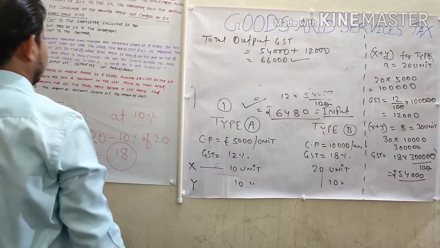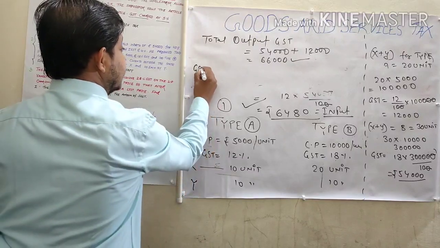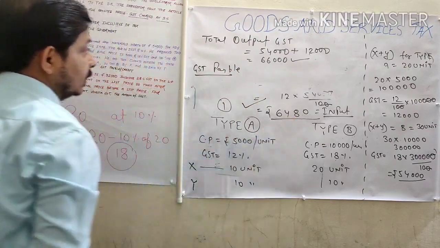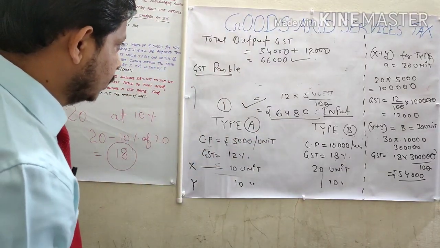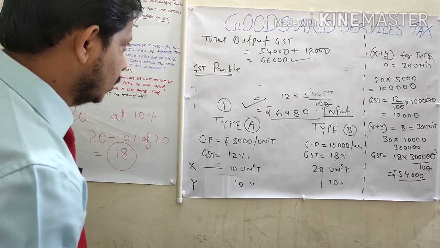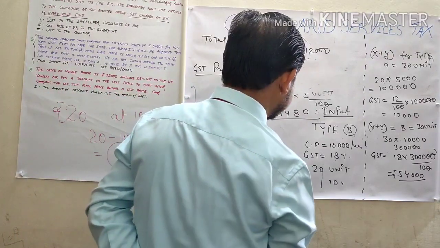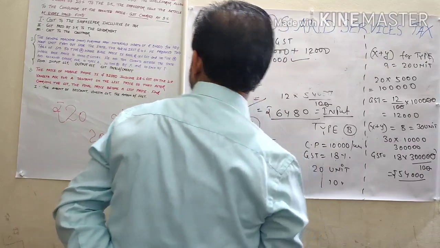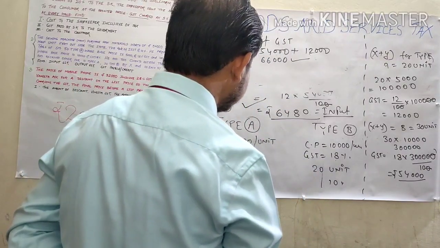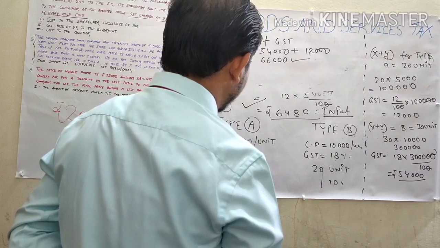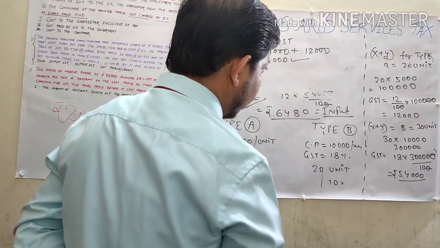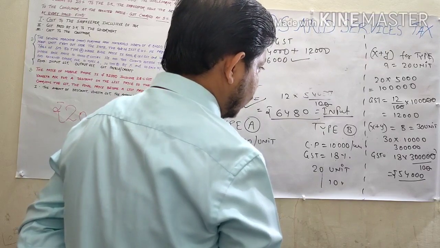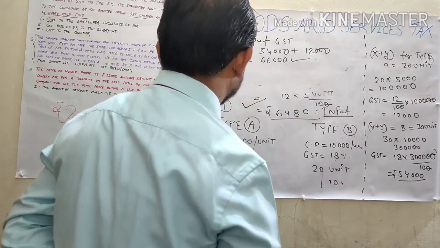Second part is over. Then GST payable. Why? Already he paid. One lakh, so 12,000, and here 54,000, 66,000.